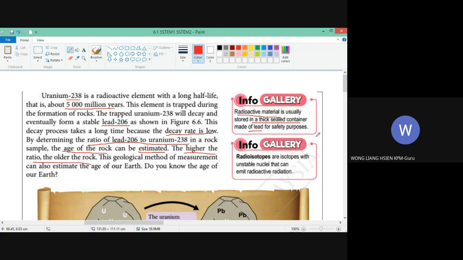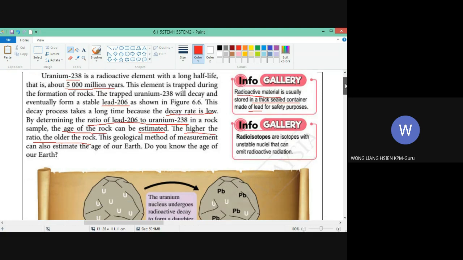Alpha particles have low penetrating power, beta particles have higher penetrating power, and gamma rays have the strongest penetrating power. All of this, you need to go back to Form 3, take out the Form 3 science book and revise it, because those are all the basic knowledge that you need.